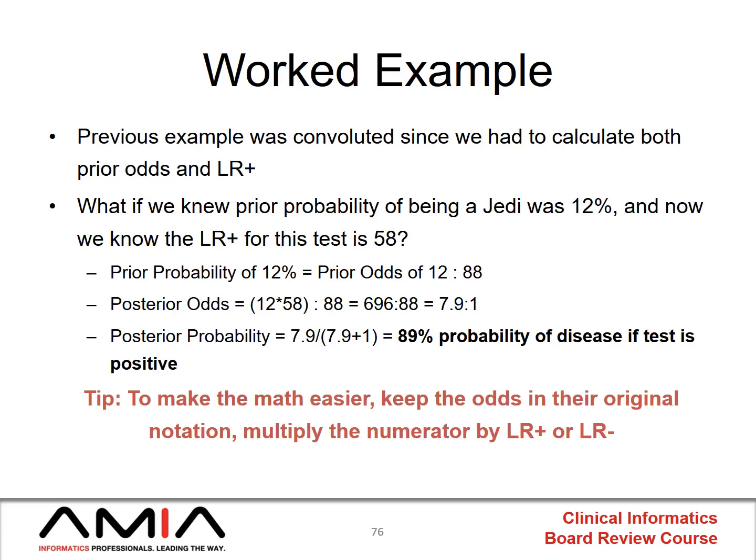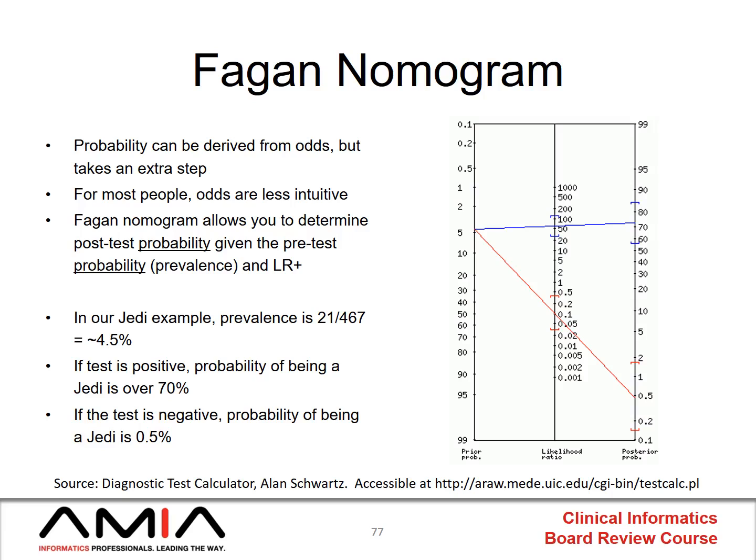Personally, this is still too much math to have to do to calculate this thing, and a doctor named Fagan actually agrees. And he came up with this thing called the Fagan nomogram, which was intended to be sort of a pocket reference to allow you to quickly calculate posterior probabilities based on likelihood ratios and pretest probabilities. I think it's a useful exercise. I've listed a diagnostic test calculator here by Alan Schwartz, which is listed at the website below.